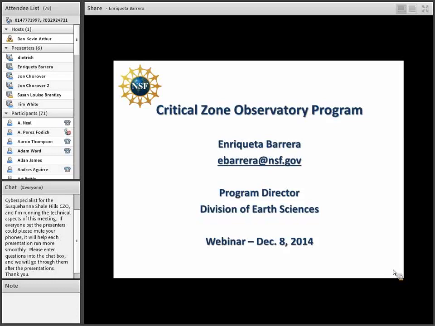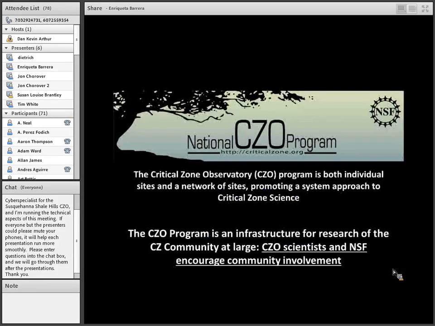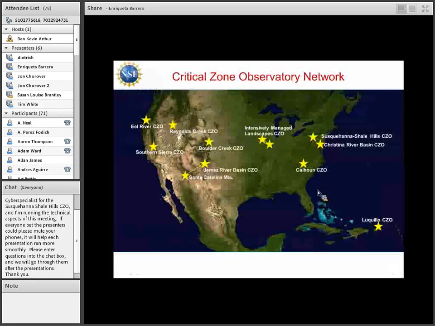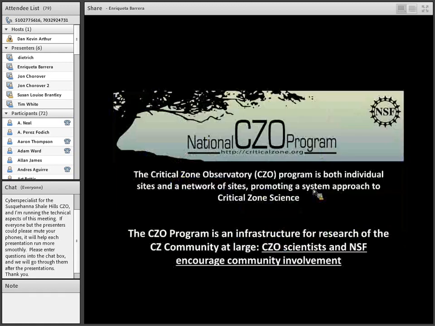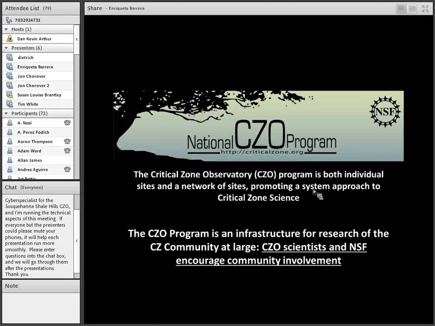The Critical Zone Observatory program is really a community-driven effort. The need for a program of environmental observations using this approach was articulated by the geoscience community more than a decade ago, and NSF then responded to the need. So the CZO program is composed of individual sites that are pursuing their own questions. The sites also form a network that is pursuing questions, and you're going to hear about this today.